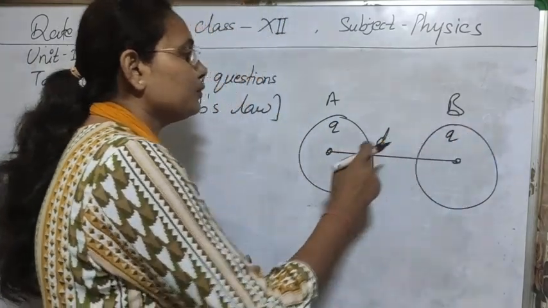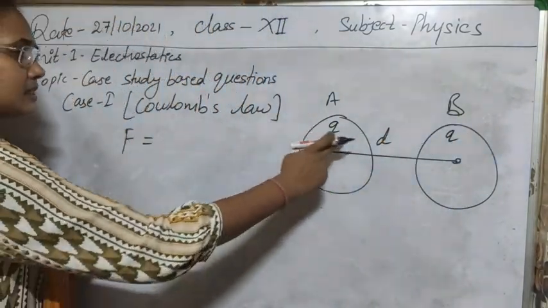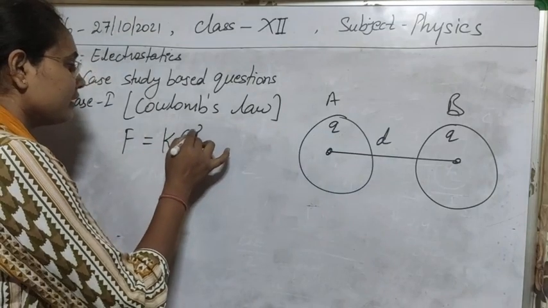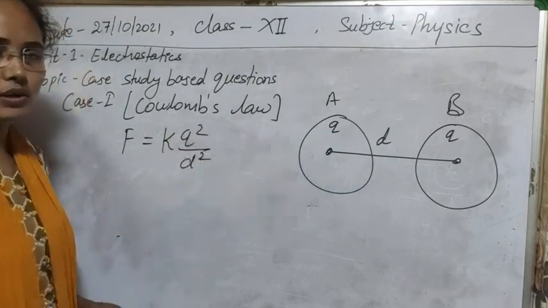So these are Q and Q. Obviously they have the same charges, so they are repelling each other. The strength of this force will be KQ square upon D square at first.